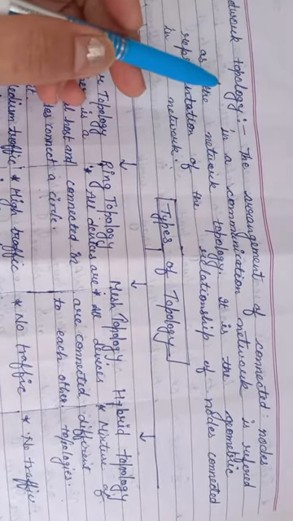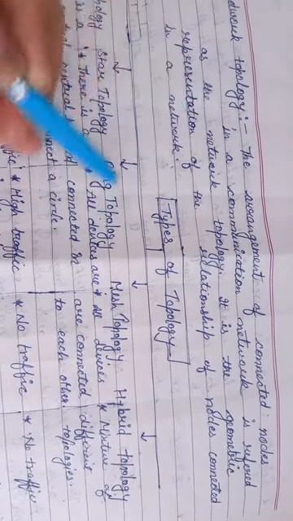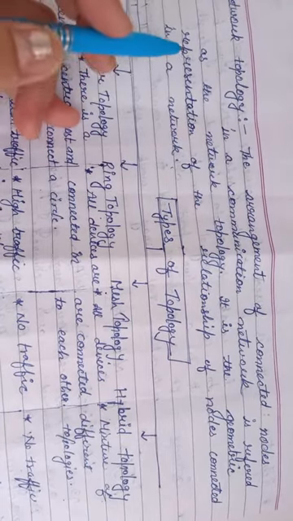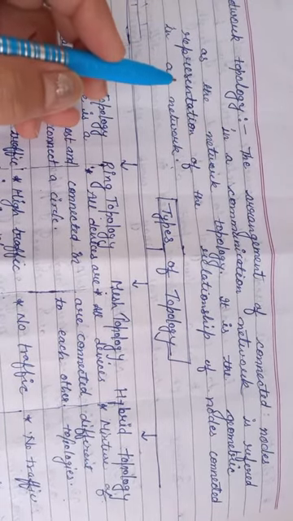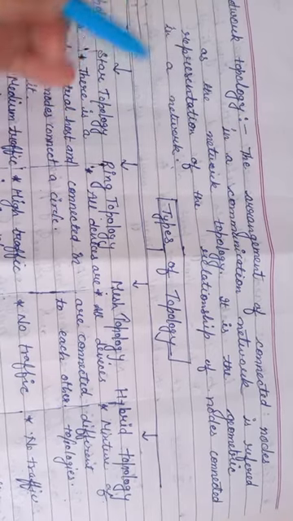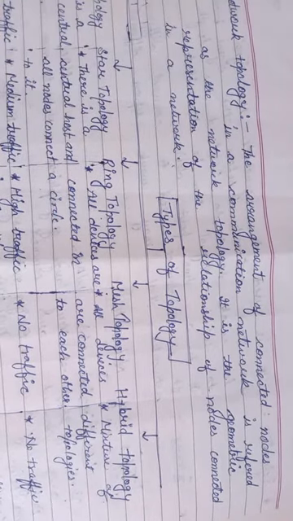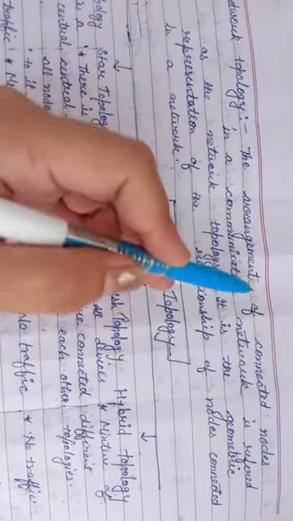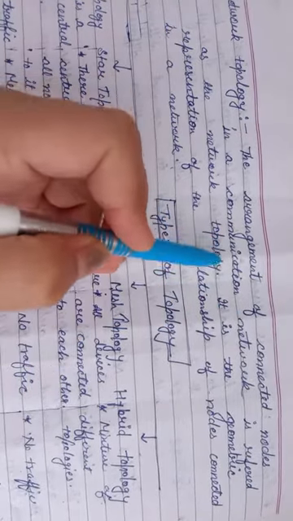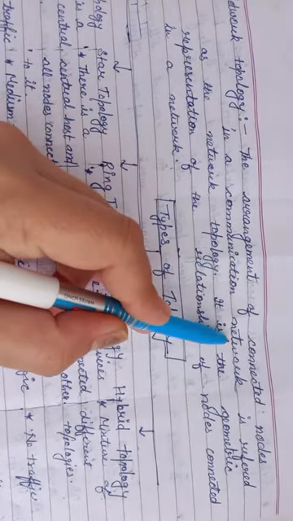Network topology kya hoga? It will be the arrangement of connected nodes, how they are connected, in which pattern, or we can say in which geometric pattern they are connected with each other. So let's define the term. The arrangement of connected nodes in the communication network.